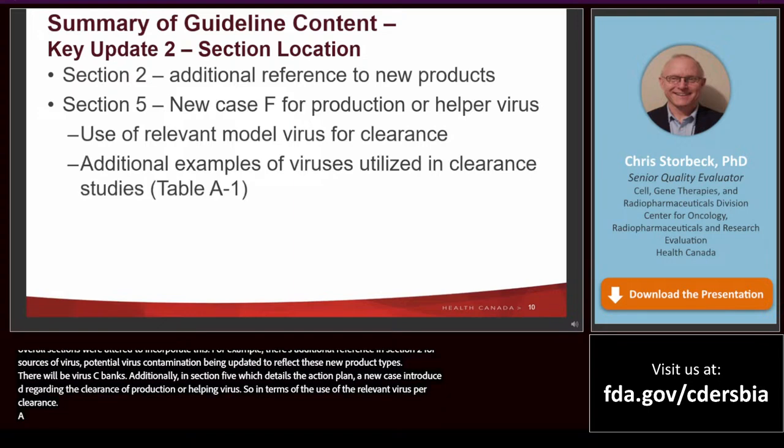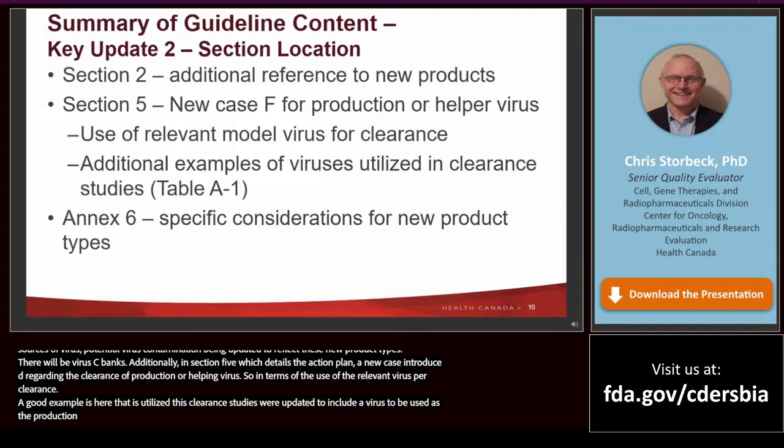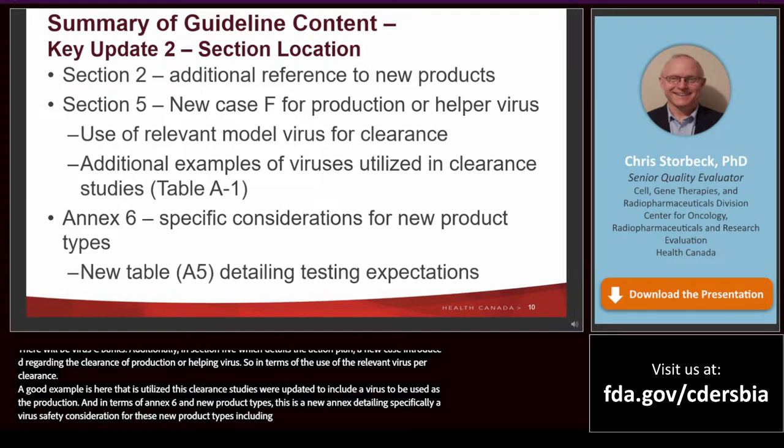A good example, so the examples of viruses utilized in clearance studies were updated to include baculovirus, for example, as one such virus type that could be used for the production virus. And in terms of Annex 6 and new product types, this is a new annex detailing specifically virus safety considerations for these new product types, including information on testing in a new table where these expectations for testing for these products are detailed.